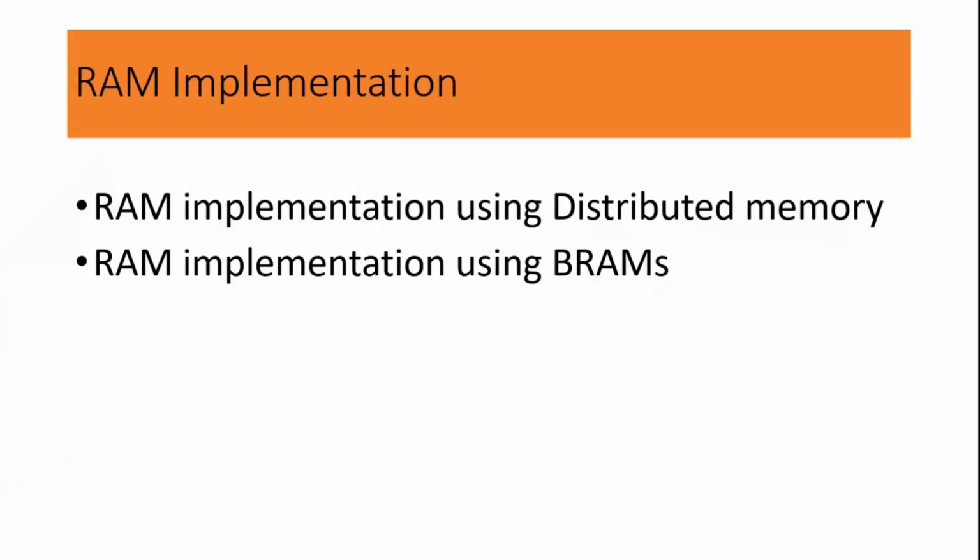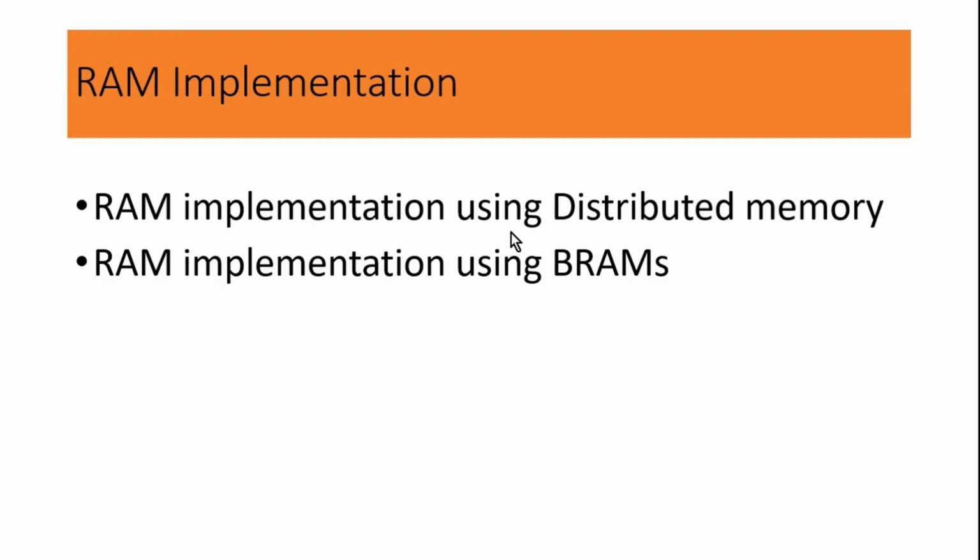Friends, in this video I will illustrate two examples. In the first example, I will show you how we can implement RAM with the help of a distributed memory. When I say distributed memory inside the FPGAs, that means it can be a LUT memory or distributed flip-flops inside the FPGAs.